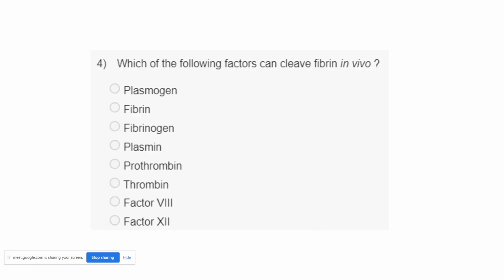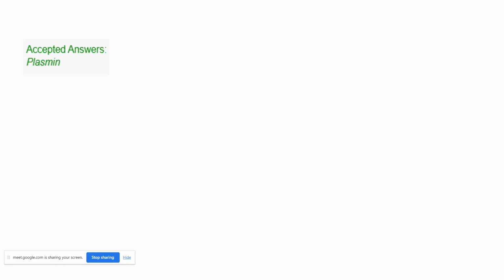Next question. Which of the following factors can cleave fibrin in vivo? So out of these options, plasmin is the correct option. Plasmin can cleave fibrin in vivo.